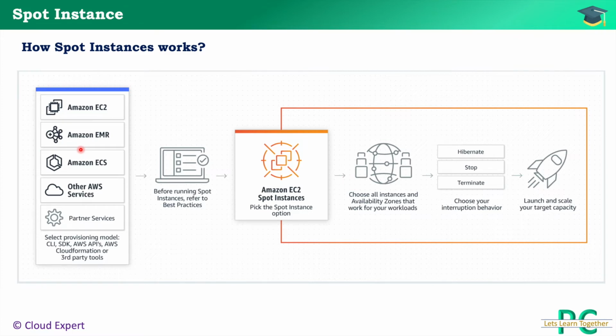Now, go to AWS Management Console. While launching an instance, you can pick the spot instance option, and choose all the availability zones where you want to work. After that, the important part is you have to understand the interruption behavior, because when AWS reclaims your instance, what do you want? Do you want to terminate the instance? Do you want to stop it, or do you want to hibernate it? When you choose that interruption behavior, then launch and scale your target capacity.